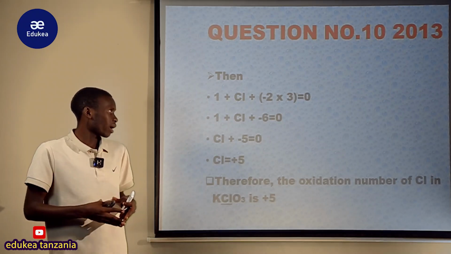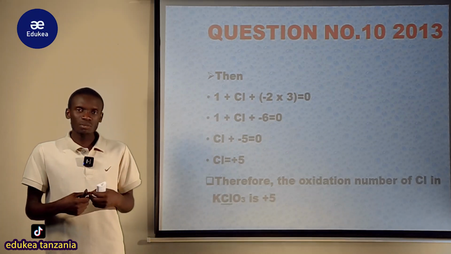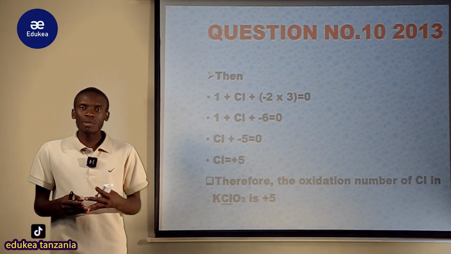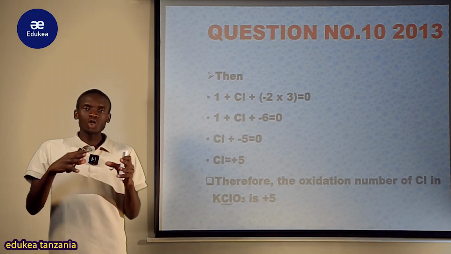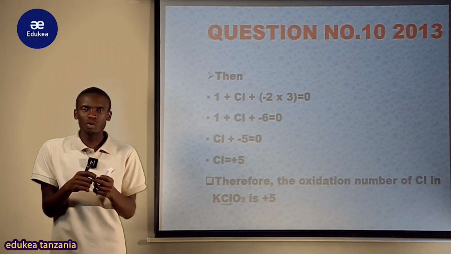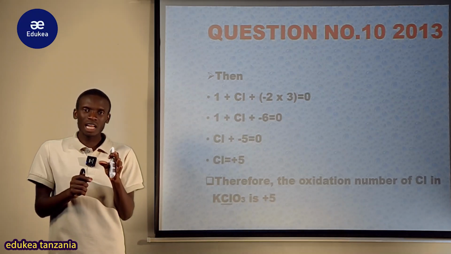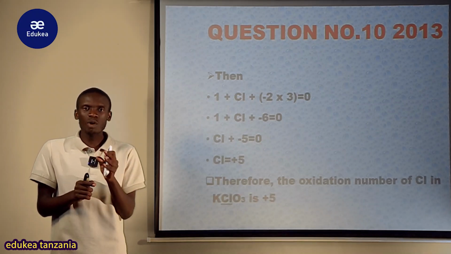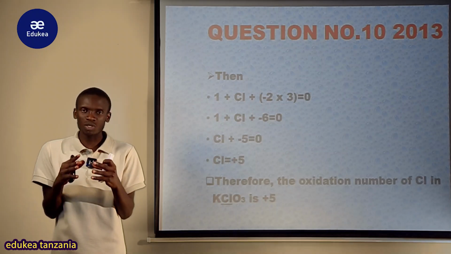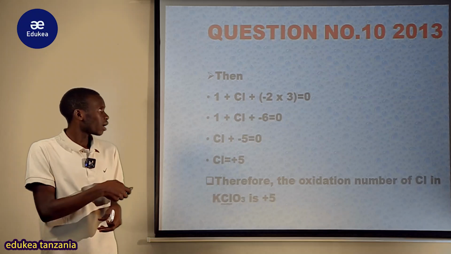Hiyo ndio itakuwa oxidation number ya chlorine kwenye potassium chlorate. Cha msingi cha kujua, ujue oxidation number, lakini ujue pia total oxidation number ya atom zote kwenye ile compound ni sawasawa na charge ya nini, ya compound. The sum of the oxidation numbers of all atoms that made a compound is equal to the charge of the compound.